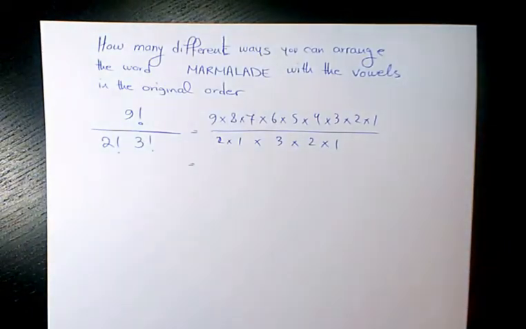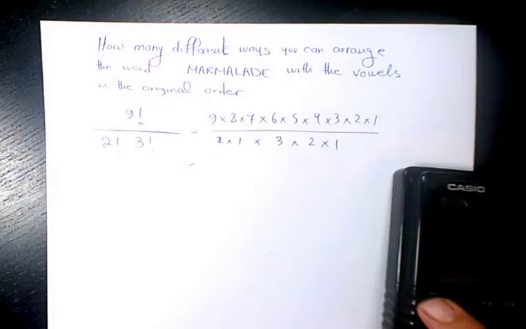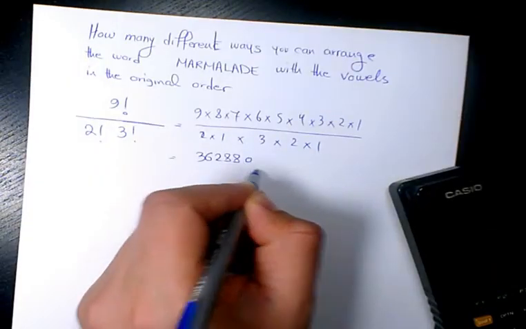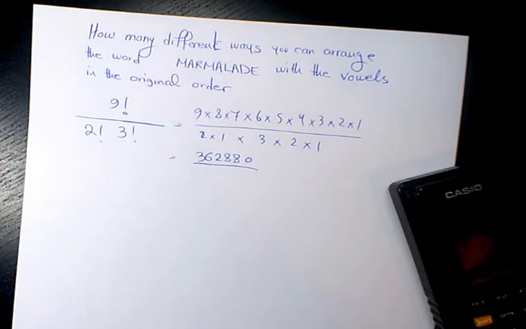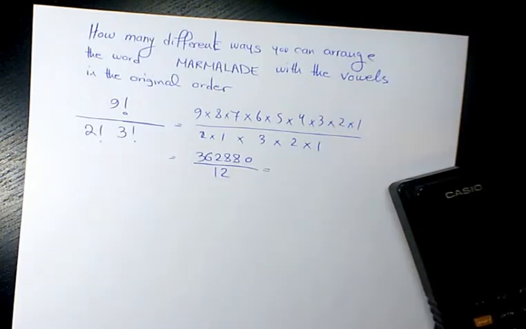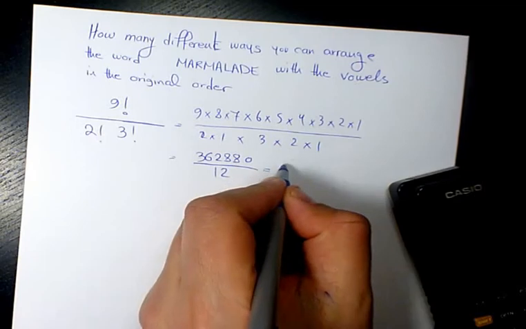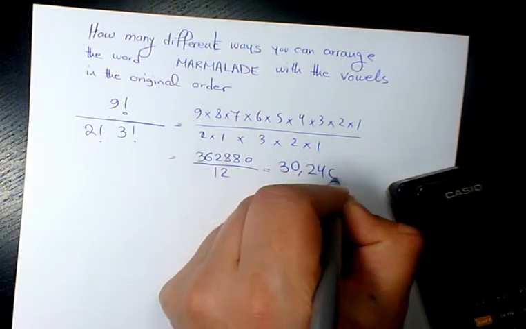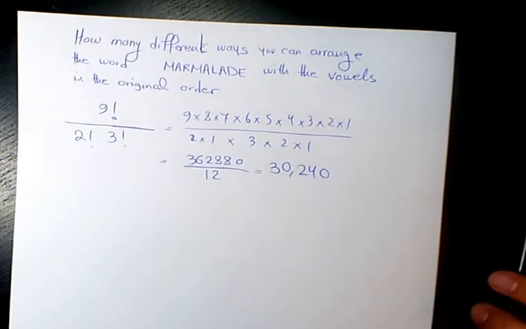The answer is going to be 362,880, and in the denominator we have 12. So it's going to be 362,880 divided by 12. That's going to be 30,240. That's without any restriction.